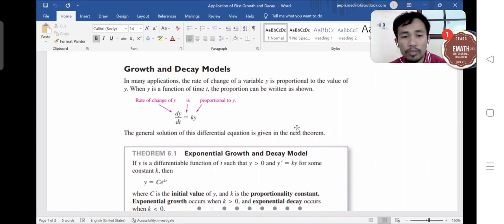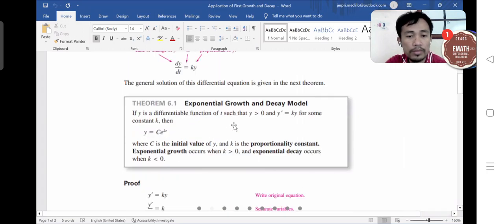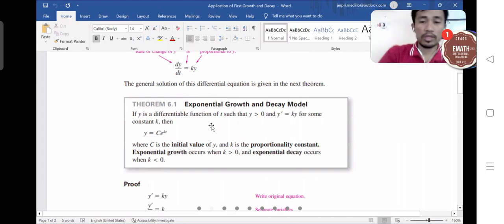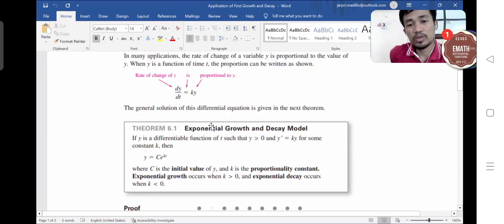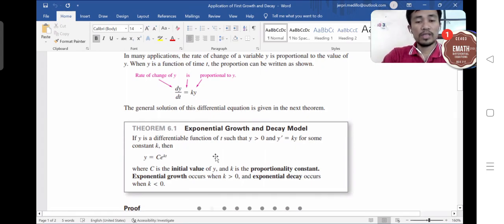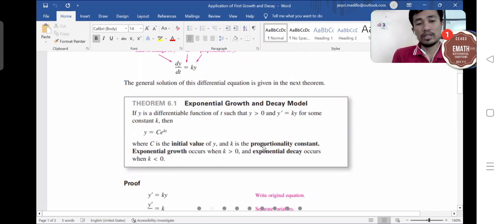So that is the formula for growth and decay. Here, the general solution of this differential equation is given in the next theorem. So this is the theorem. Exponential growth and decay model: if y is a differentiable function of t such that y is greater than 0 and y prime is ky for some constant k, then y is equal to c e to the power of kt, where c is the initial value of y and k is the proportionality constant.